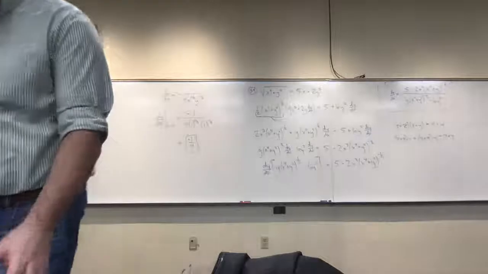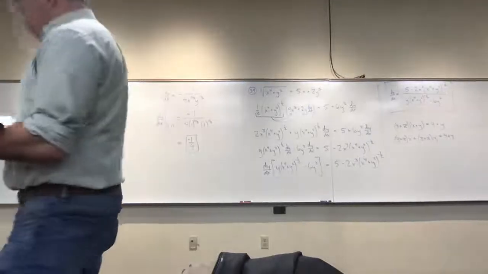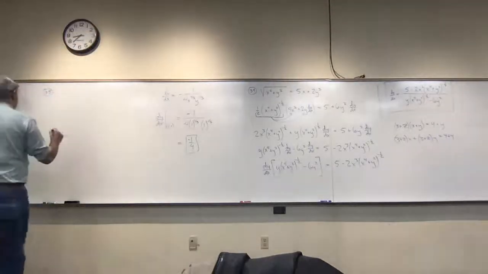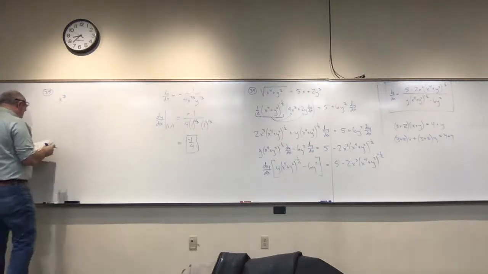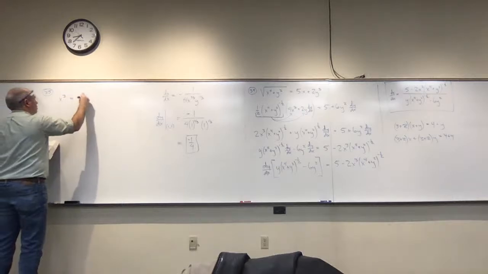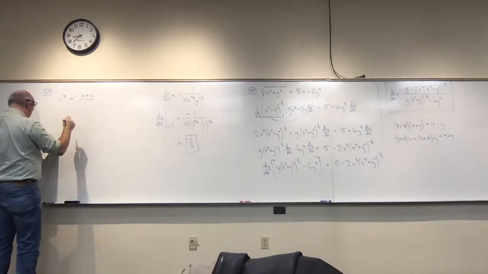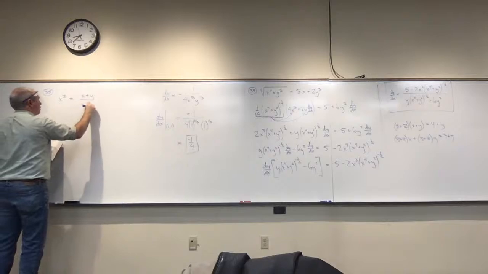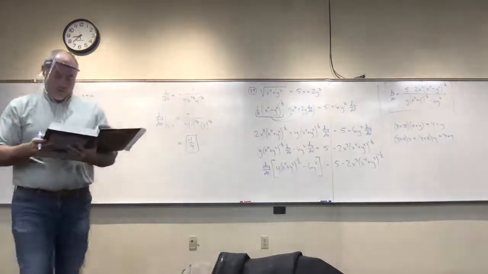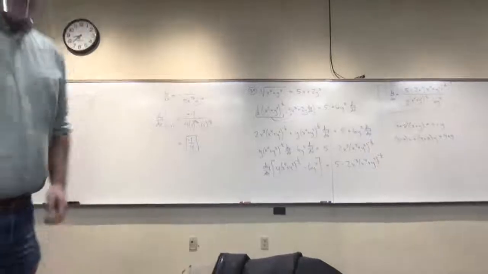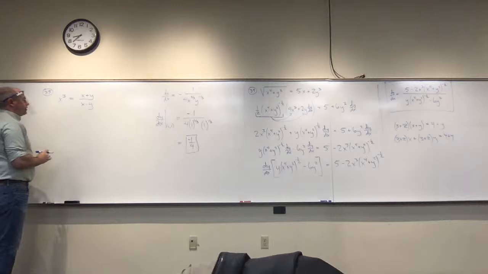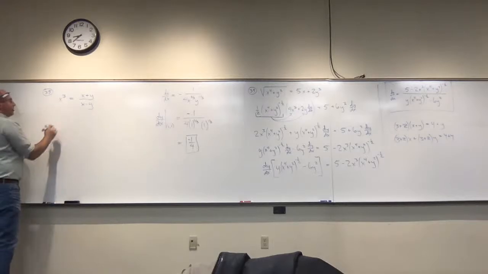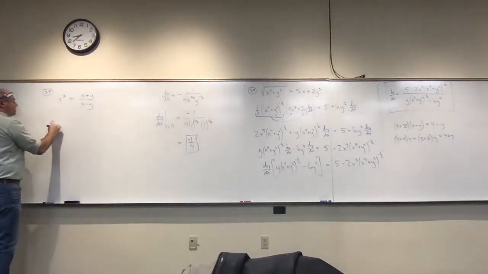Okay, so 35, we just want to find dy/dx. So I have x cubed is equal to x plus y divided by x minus y. And we want to find dy/dx. So let's just take the derivative of this implicitly. The derivative of x cubed is 3x squared.